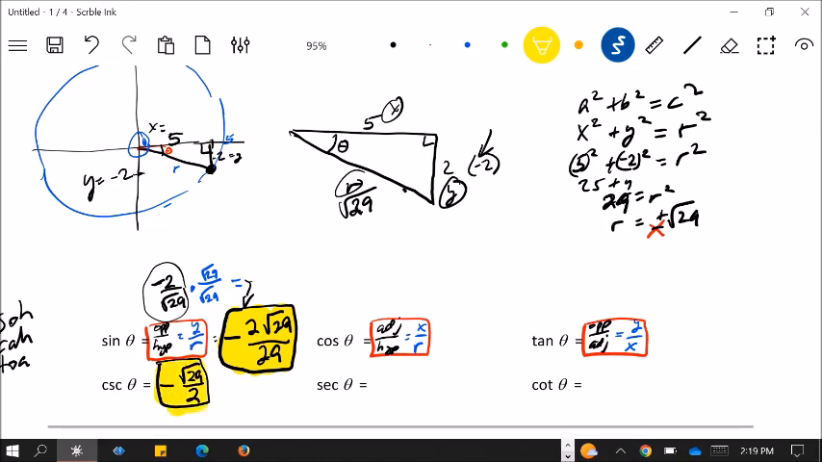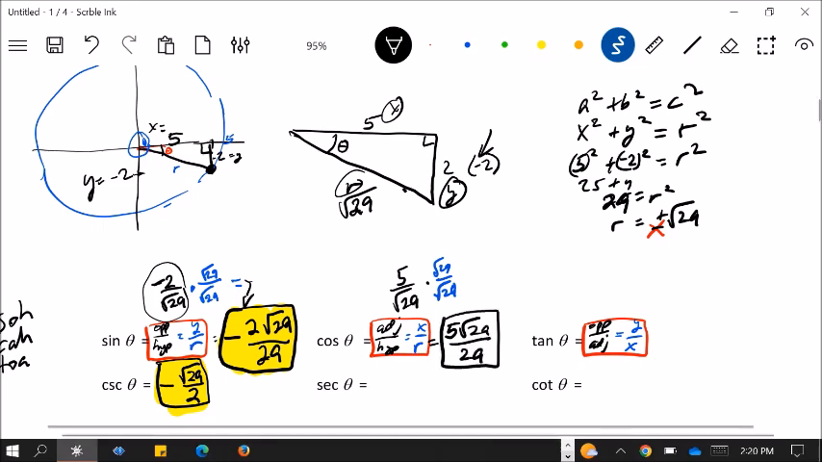Now for cosine, let's figure this same thing out. We need the x over the r. The x value is 5 and the r value is square root of 29, but we have to multiply by the square root of 29. If we multiply them top and bottom, we're only multiplying by 1, but it gives us what we want, which is 5 root 29 over 29, because this way there is no square root radical sign in the denominator.